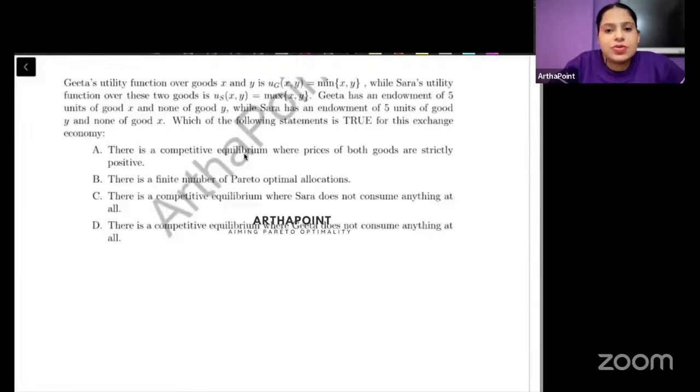This is a very simple question. You can also do it by the method of elimination. Eliminate the options and check. ठीक है. Let's check.